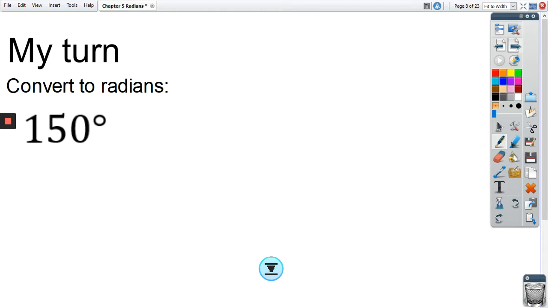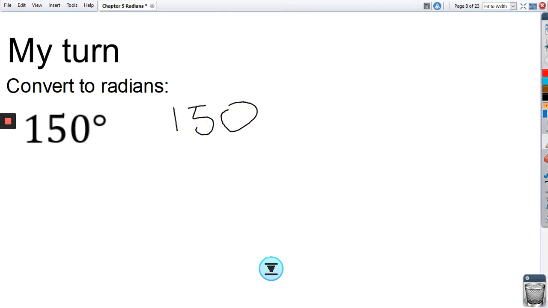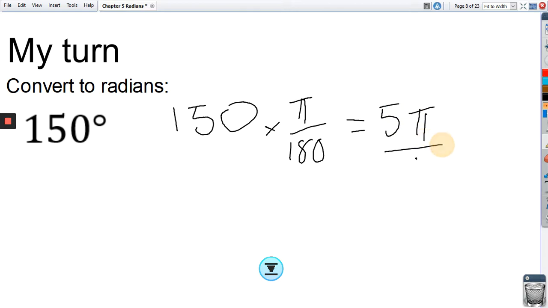So let's get on it. Let's do 150 multiplied by pi over 180, because it's the reciprocal of 180 over pi. And you've got 5 pi over 6. That's radians, by the way. You might think this is a bit weird.